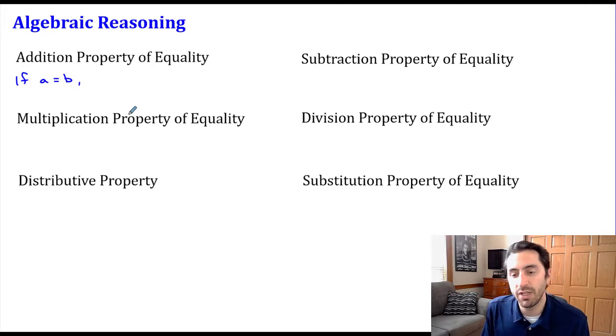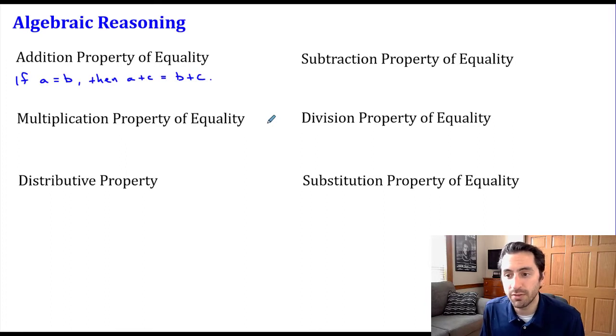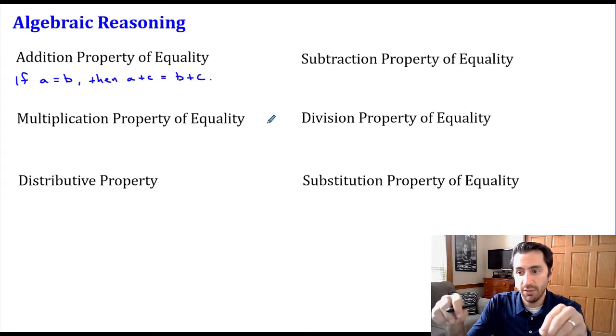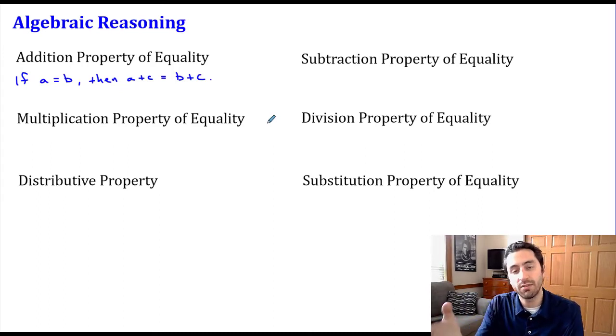My first property, the addition property of equality, allows me to add the same number to both sides of this equation. For example, if A equals B is my equation, I can add another number, maybe C, to both sides. And this is still a true statement. If I think about a balance or a scale, and the equal sign is my scale in the middle, if I add the same value to both sides, the scale isn't tipped at all.